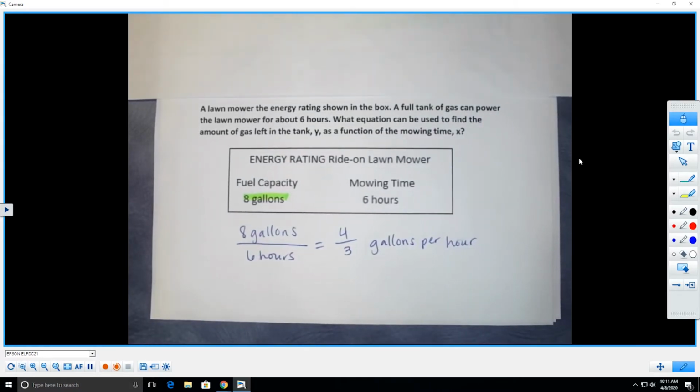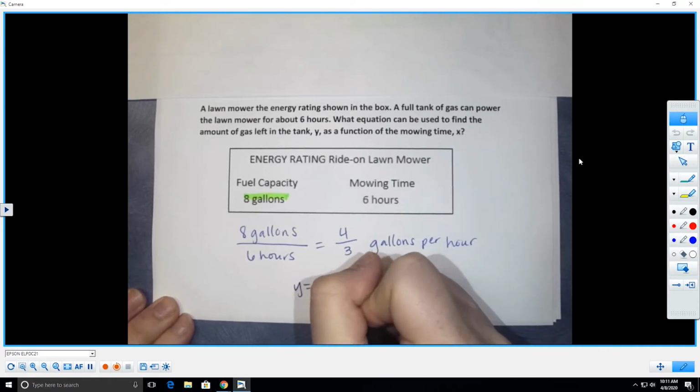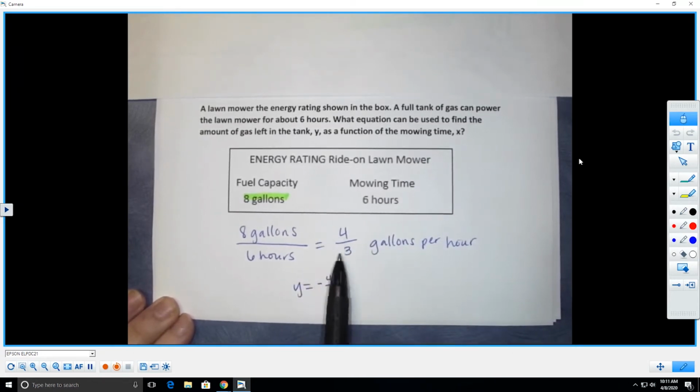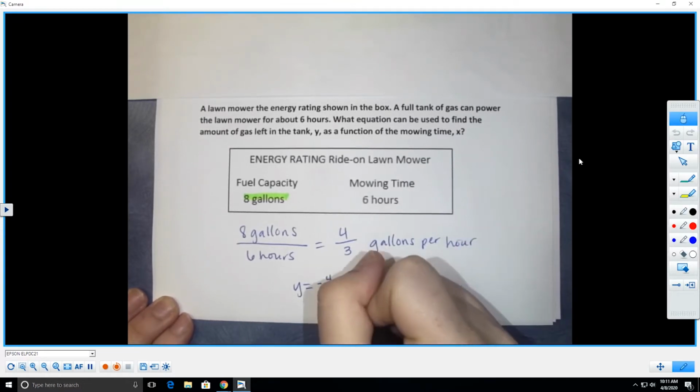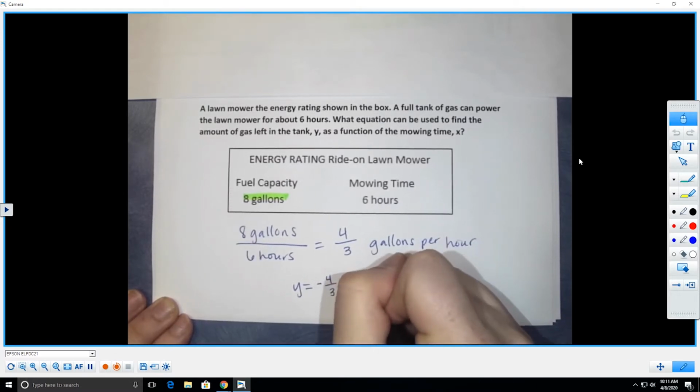Change in the value of the function refers to the change in Y, the output value, and the change in the input refers to the change in X. So your equation would be Y equals -4/3. Remember, I know that this is a positive 4/3 that we figured out, but in the context of this problem, since we're mowing, it's losing gas, which is going to make our slope negative. So Y equals -4/3 X, and then our initial value, what we started with, is 8.